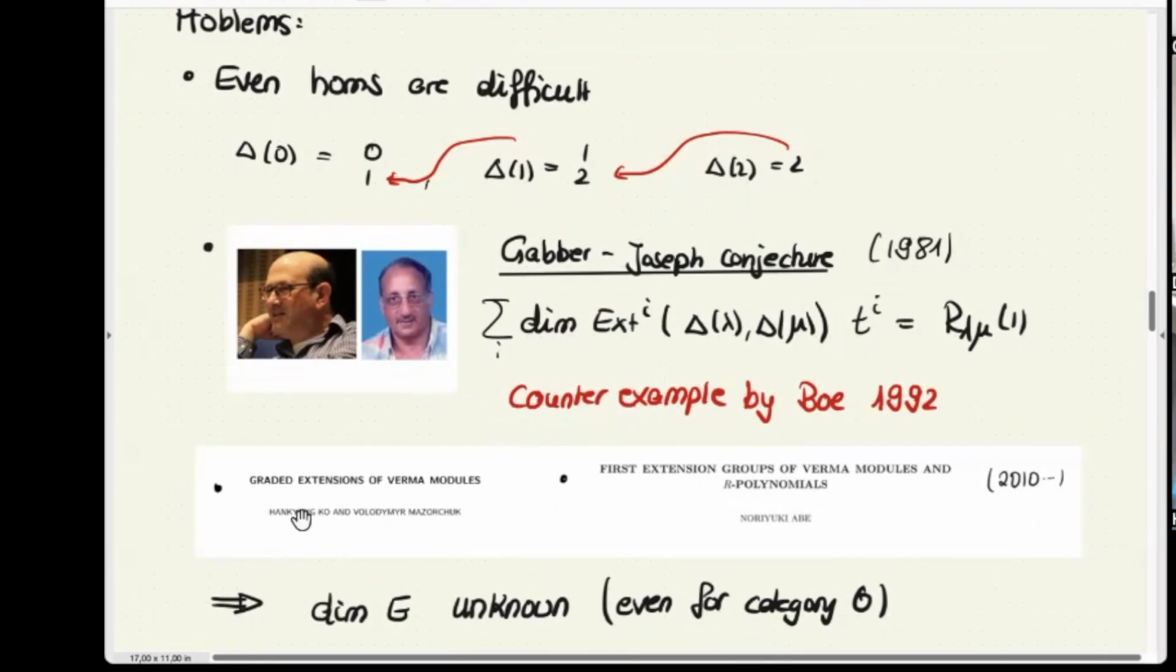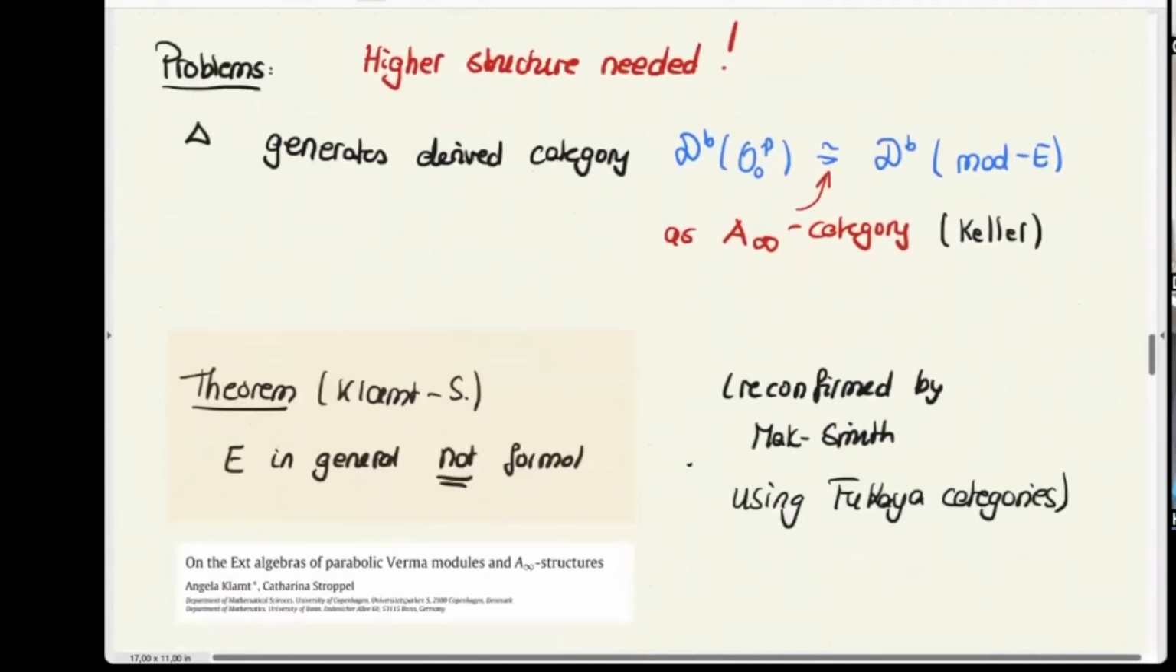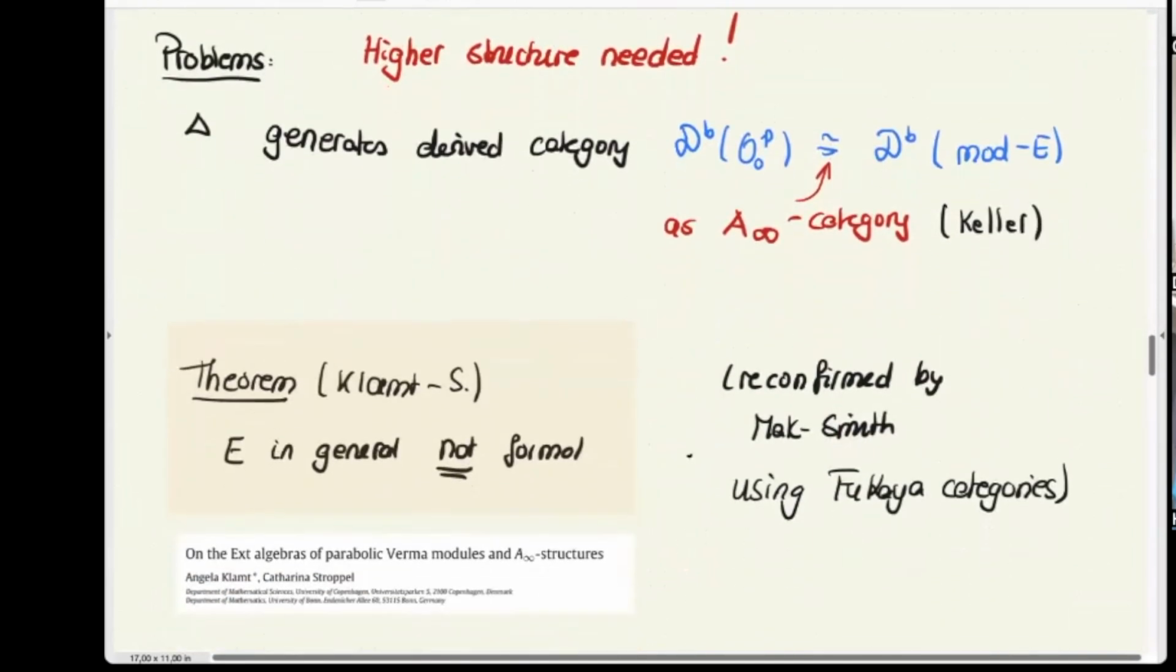And there are quite a few papers, so I just list here two of them. But in particular, Abe has several papers where he computed certain Ext or non-vanishing Ext in degree 1, etc. But in general, the dimension of this extension algebra is unknown even for the classical category O. So the other problem is that higher structure is needed. And one sees this, if I had been careful, I would have written this equivalence of derived categories not just as an equivalence of triangulated categories, but it's actually an equivalence of A-infinity categories, which is explained in a paper of Keller very nicely.